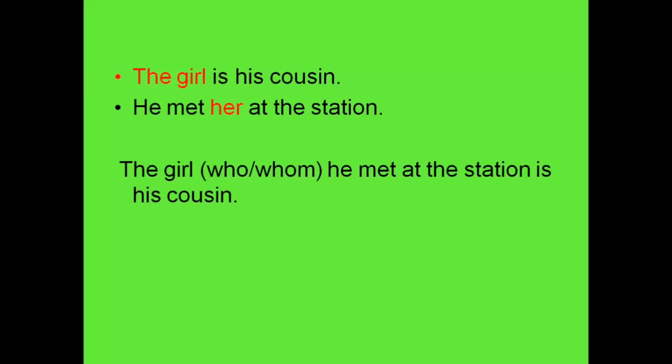Take an example. The girl is his cousin. He met her at the station. Here the identical noun phrase is the girl and her, and we have to replace her by whom he met at the station. The girl whom he met at the station is his cousin. Here we can get so many examples. This is all about the formation of relative clauses.